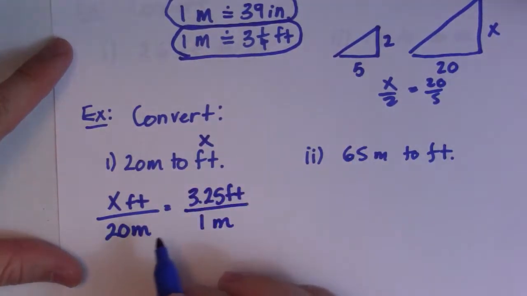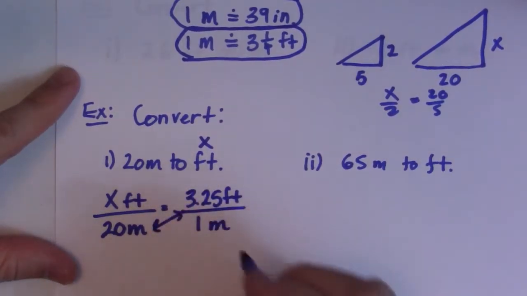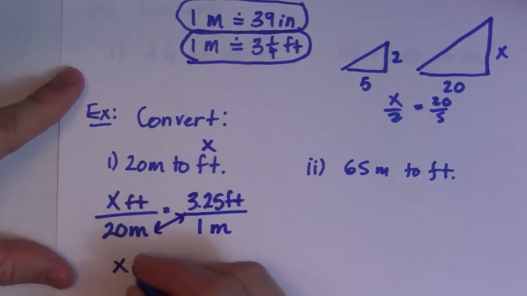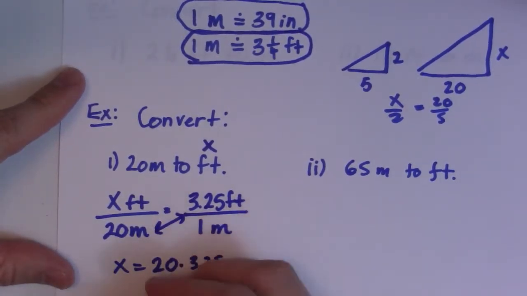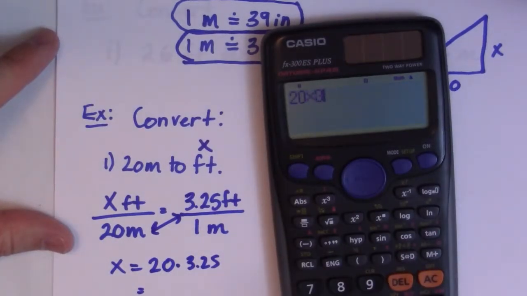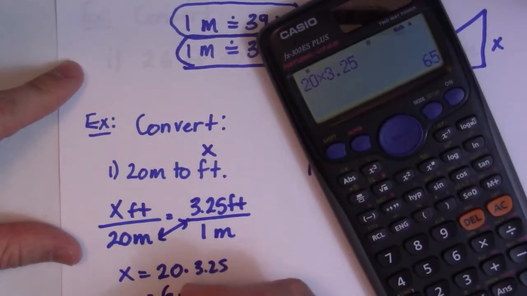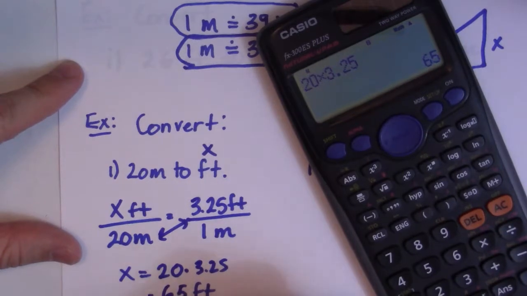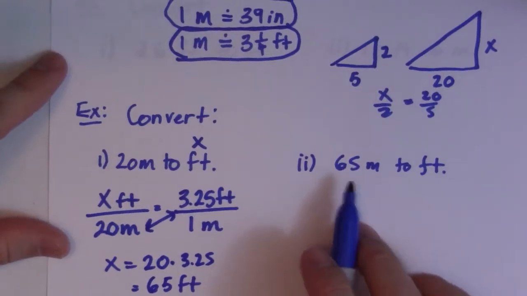Now it's just a matter of solving this little proportionality statement. In this case, we can just multiply these two together. So I get x is equal to 20 times 3.25. I'll use my calculator for that. So 20 times 3.25, and I get 65 feet. And there it is. It's very simple. Now I can do the exact same thing for a question like this.